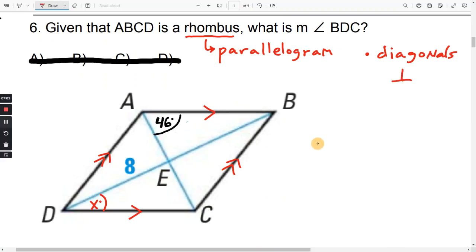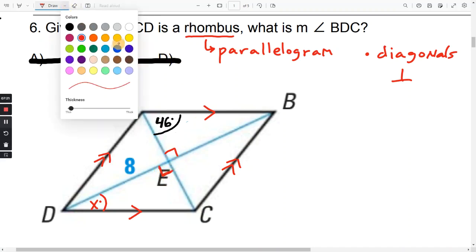Okay, so the diagonals make right angles with each other. So all of these angles in here are right angles. You can mark all four of them or just one or two of them if you like. But this is going to be a right angle right here.